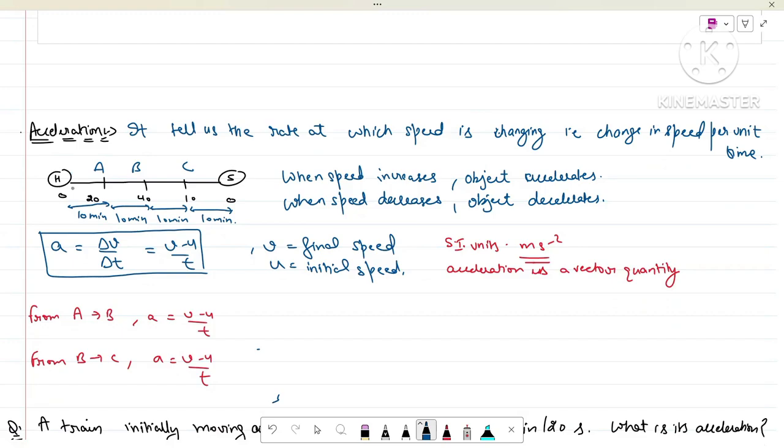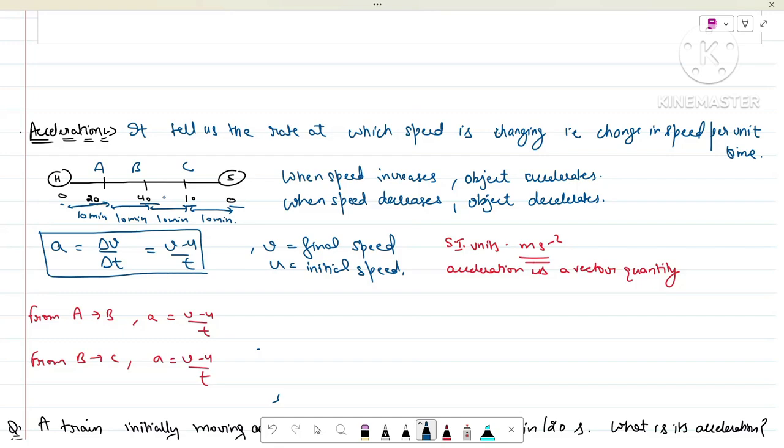Let's say for the first 10 minutes, it started from rest, that is 0 meter per second. Then after 10 minutes, it reached the speed of 20 meter per second. Again, after 10 minutes, it reached speed 10 meter per second. At point C, it is attaining the speed of 10 meter per second. When it reaches the school, its speed will become 0. So you can see from here, in the first 10 minutes, speed is increasing. In the second portion from A to B, again, speed is increasing. In the third portion, it is decreasing.